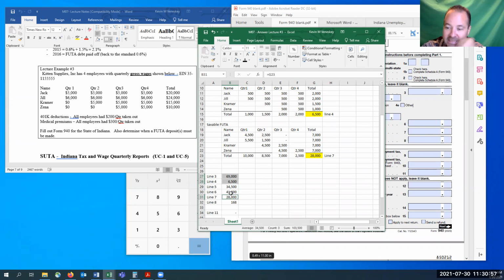Okay. So line 6 basically is, well, what's left between your gross wages and your taxable wages? That's all that line 6 is doing. It says, okay, out of your gross, I know that 28 of that is taxable. So what's left that's not taxable? So just take the subtraction. That's all I did there.